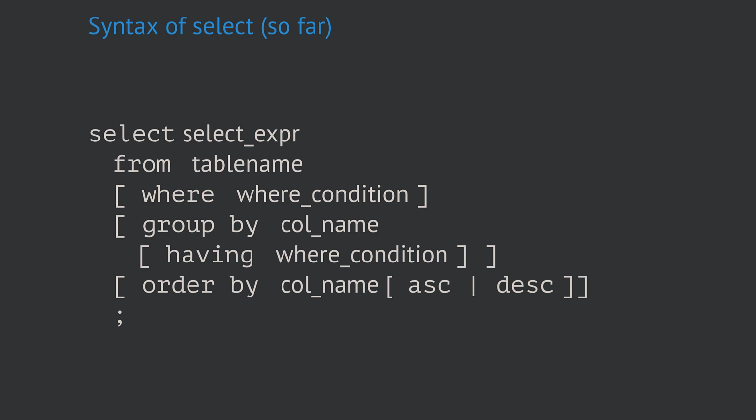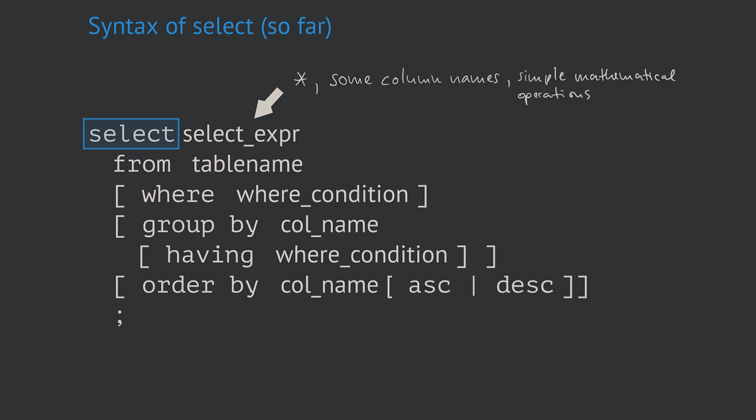All our SQL queries started with select. Select was followed by a select expression, which was either a star symbol, which meant all columns, or some set of selected columns. The select expression could also contain simple mathematical operations based on column names. In our queries, the select expression has always been followed by from, followed by a table name. Select and from are the obligatory parts of the SQL query.